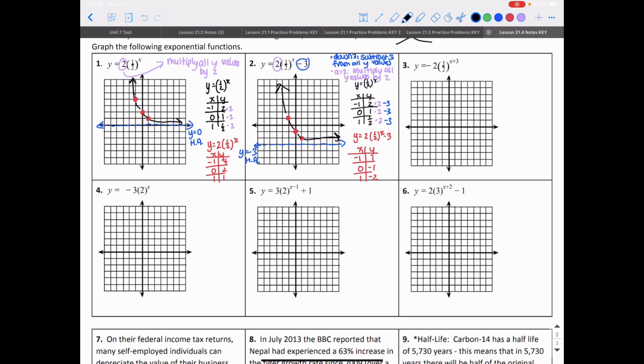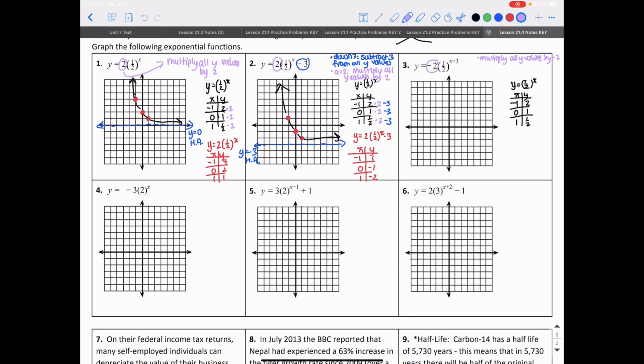All right, for number 3, I again have the same base. So I'm going to start with y is equal to 1/2 to the x power. That's my parent function. I have the table -1, 0, 1, 2, 1, and 1/2. And I'm going to see what transformations I'm going to do to that. So I have a -2 in front, which means I'm going to multiply all y values by -2.